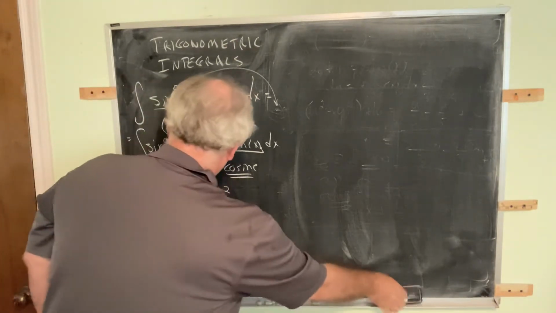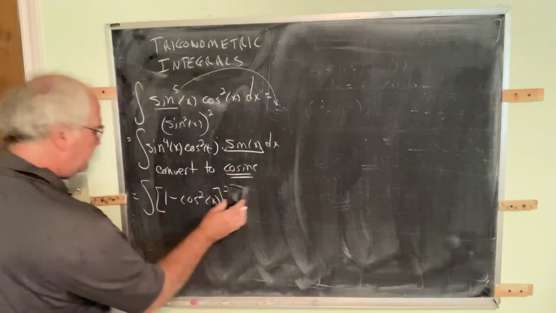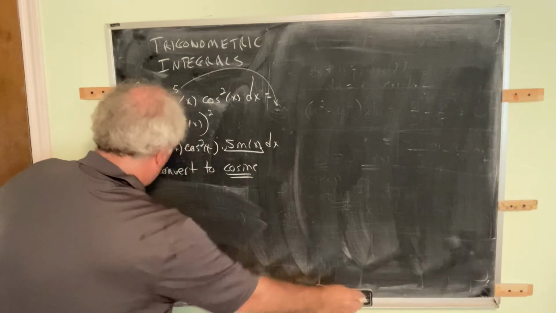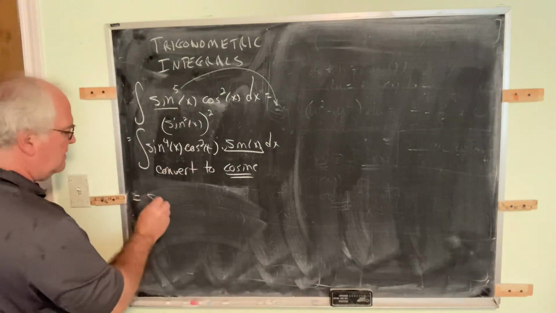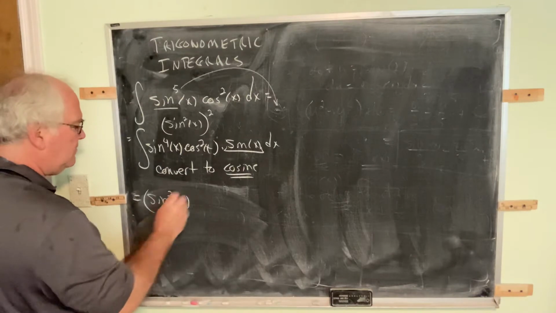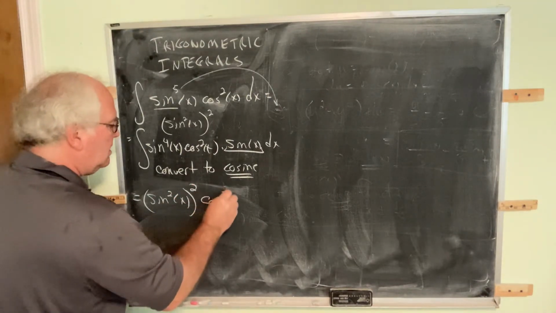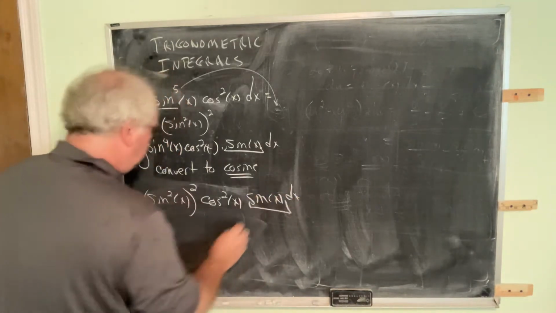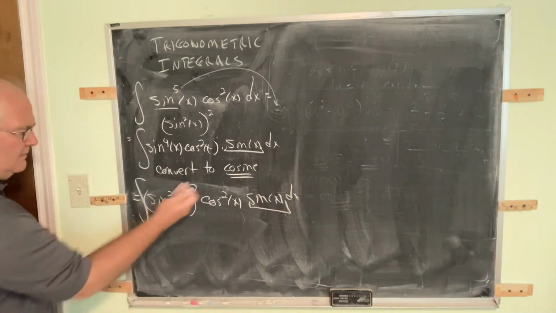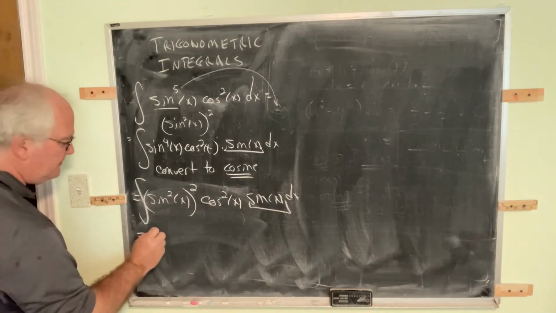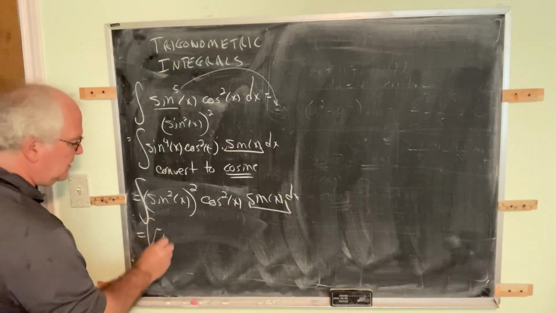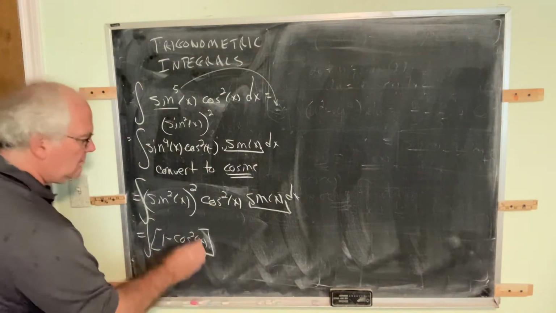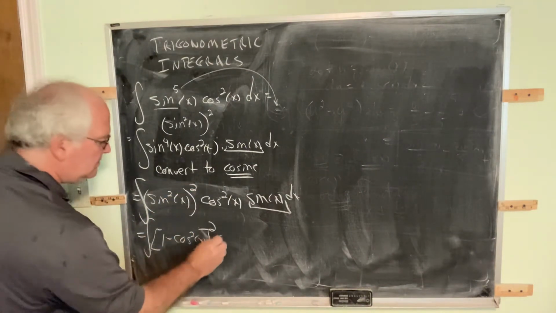Now, let me do that in 2 steps. I want to make sure that's clear. In 2 steps, this is sine squared of x, squared, times cosine squared of x, times sine of x dx. That's reserved. That's the differential. But forget this too. This is sine squared. This is 1 minus cosine squared by Pythagoras. But that's been squared.